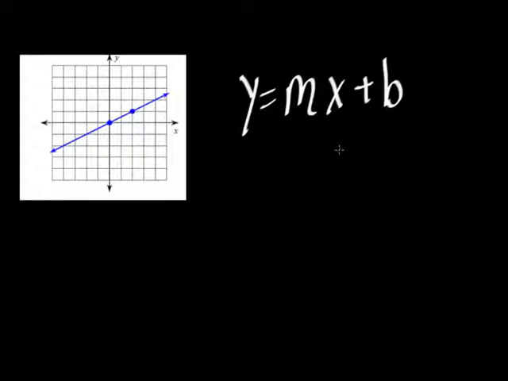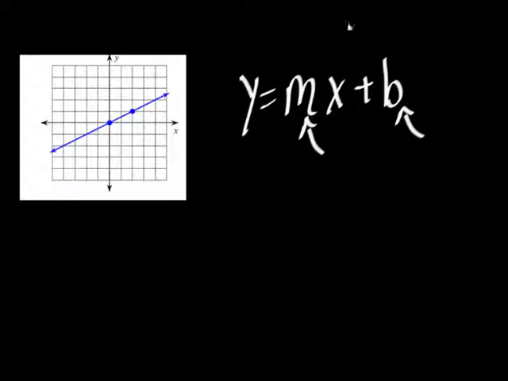I'm going to give you another graph, and we're going to do this one together once again, just to make sure you understand exactly what's going on here. So here we have a graph, and we want to write it in slope-intercept form once again. Slope-intercept form, y equals mx plus b.